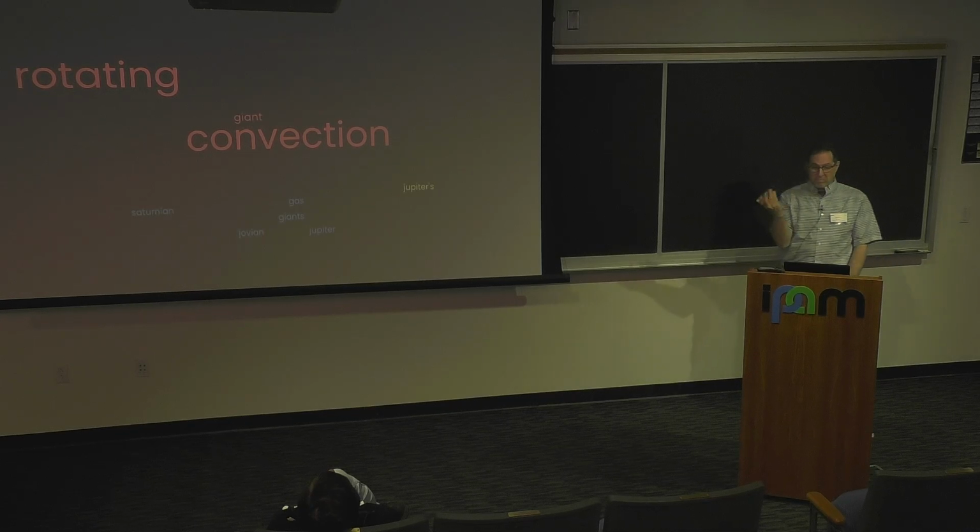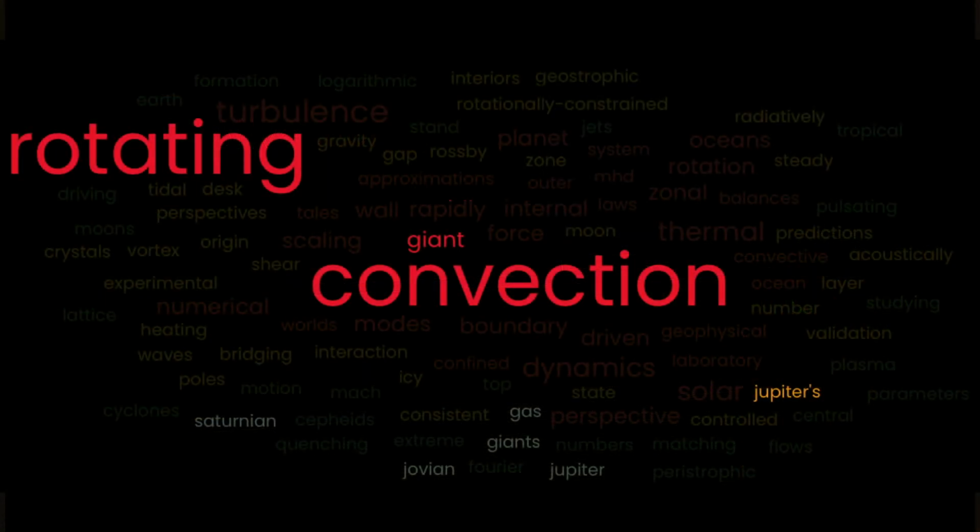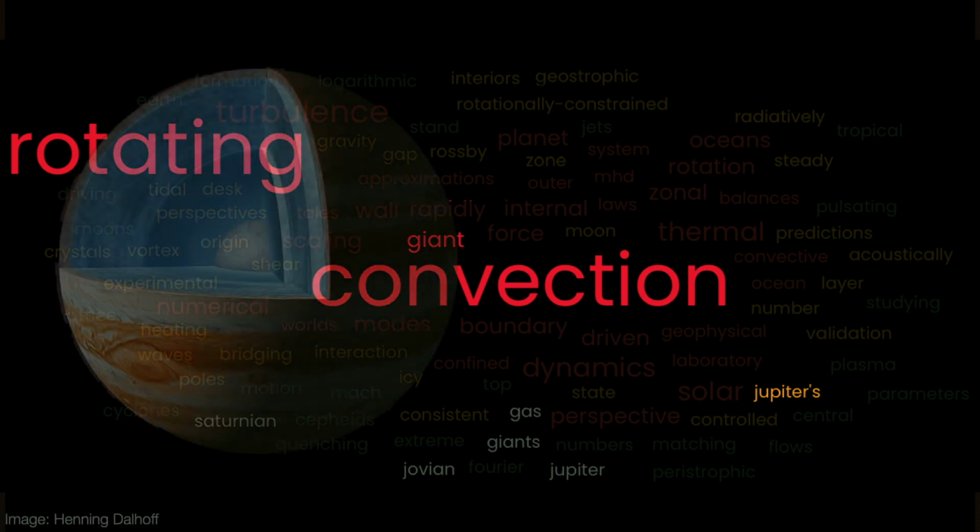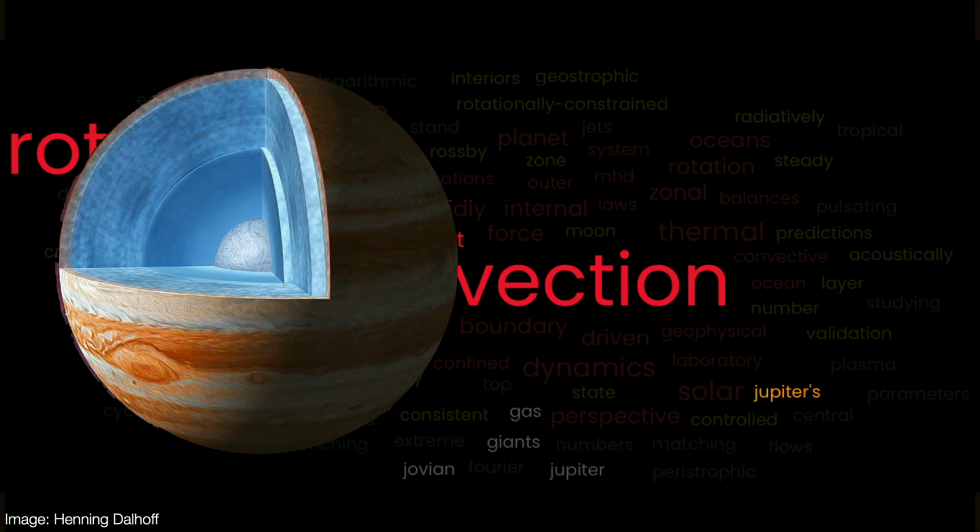Okay. What else is in there? Giant Jupiters, gas giants, Jupiter, Jovian, Saturnian. Fabulous. Good words, people. And that leads us to bodies like this, gas planets.